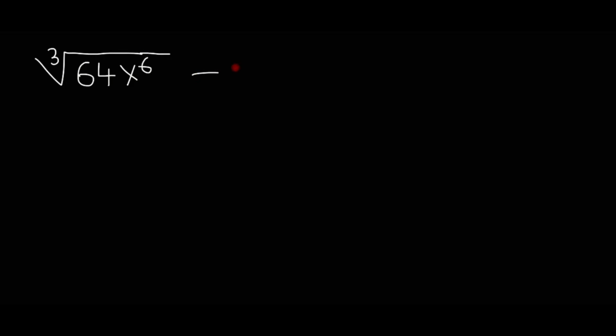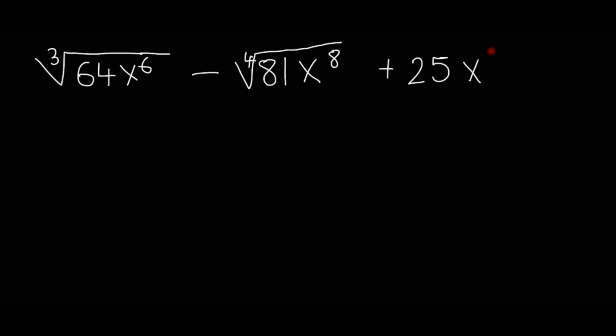and then minus 81 x to the power 8, and then let's say this is a fourth root, and then let's say plus 25 x to the power 4. We want to simplify these Surds. Actually, we simplify these Surds with the variables.